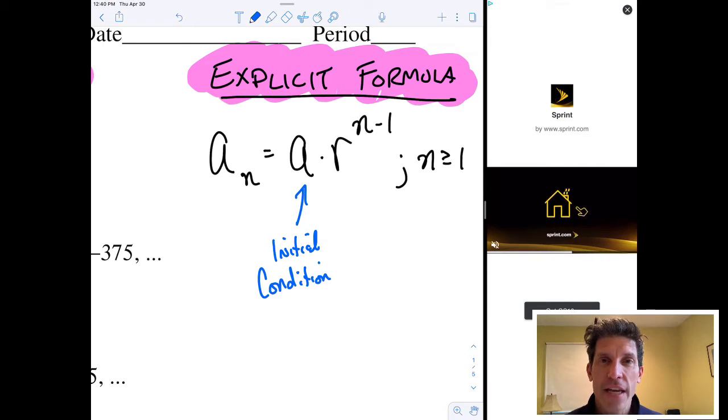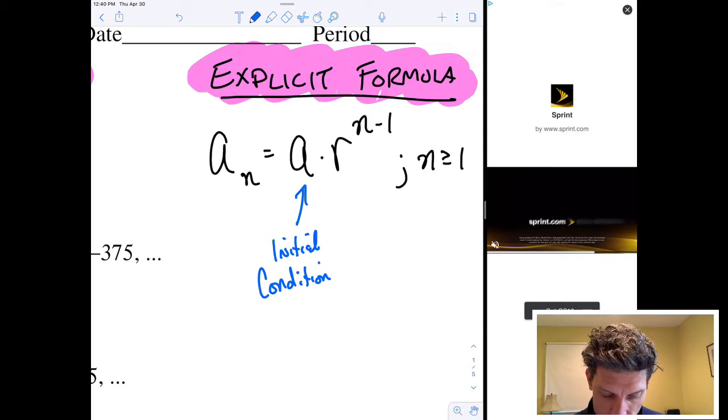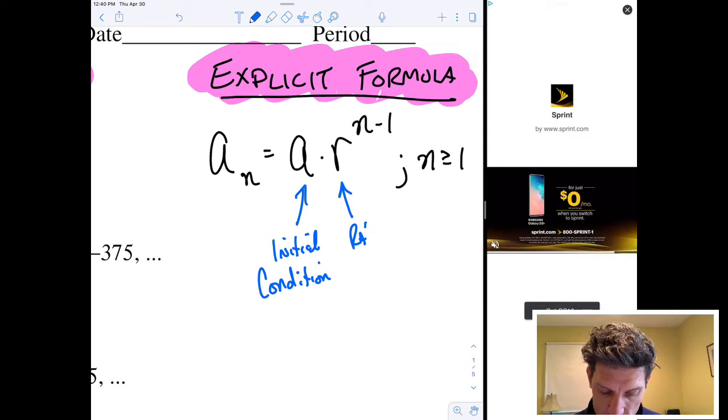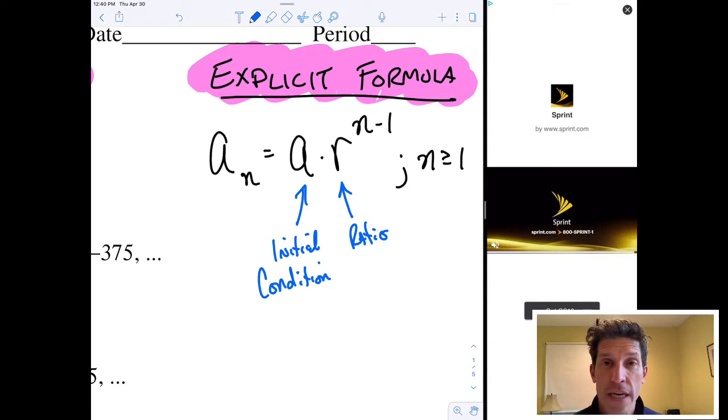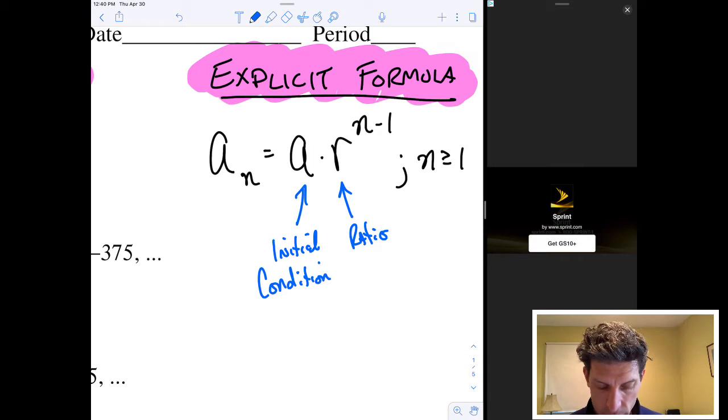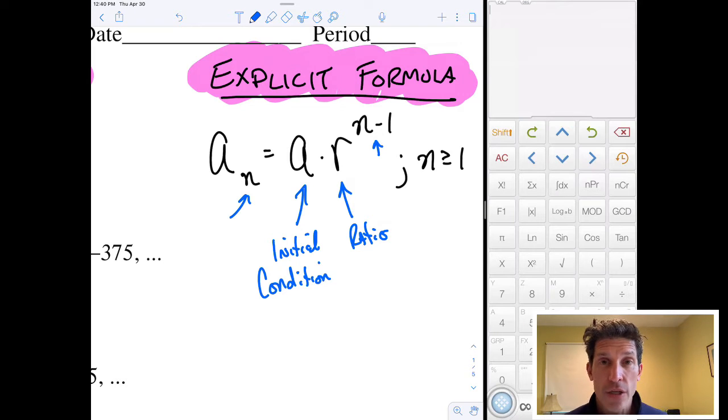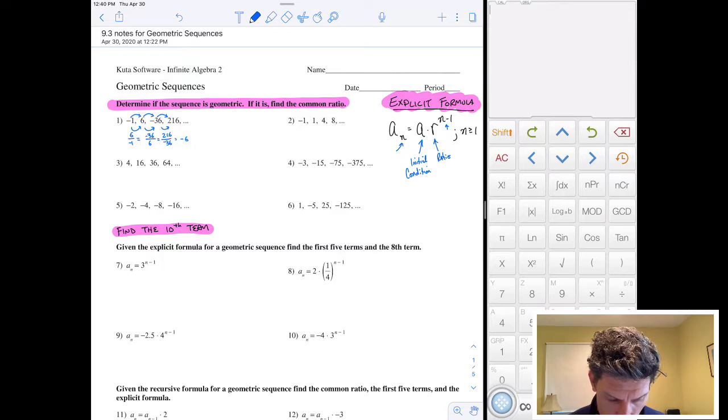So the initial condition is going to be your first value. The R value is going to be the ratio. In that previous question we just did, -6 would be the R value. And, well, that's pretty much it. Whatever value we're looking for, we take one off of that and that becomes our exponent. So if you're thinking that these look a little exponential, you wouldn't be crazy in thinking that way. So let's keep on going.